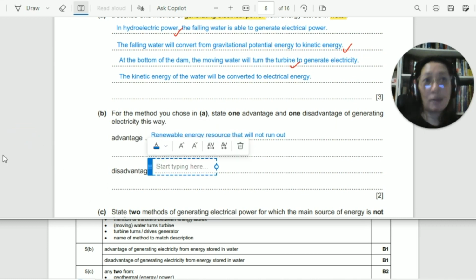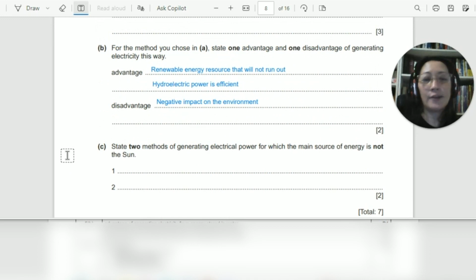A disadvantage, however, of hydroelectric power is that it has a negative impact on the environment because we need to clear a lot of the forest in order to be able to build the dam. It also changes the way the water flows, so that kind of changes a lot of the environment in terms of where animals would go to drink and even aquatic life. Now, let's move on to C.